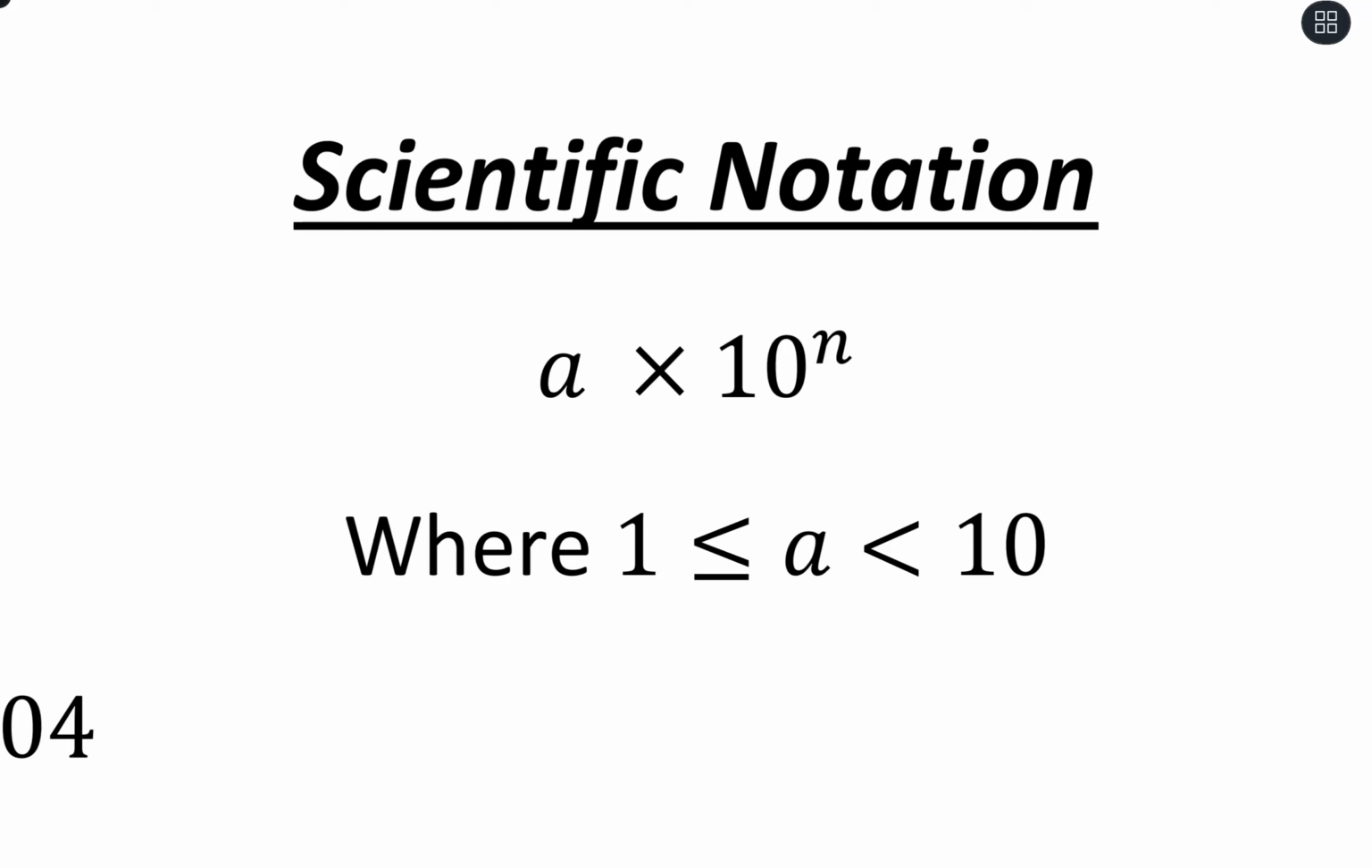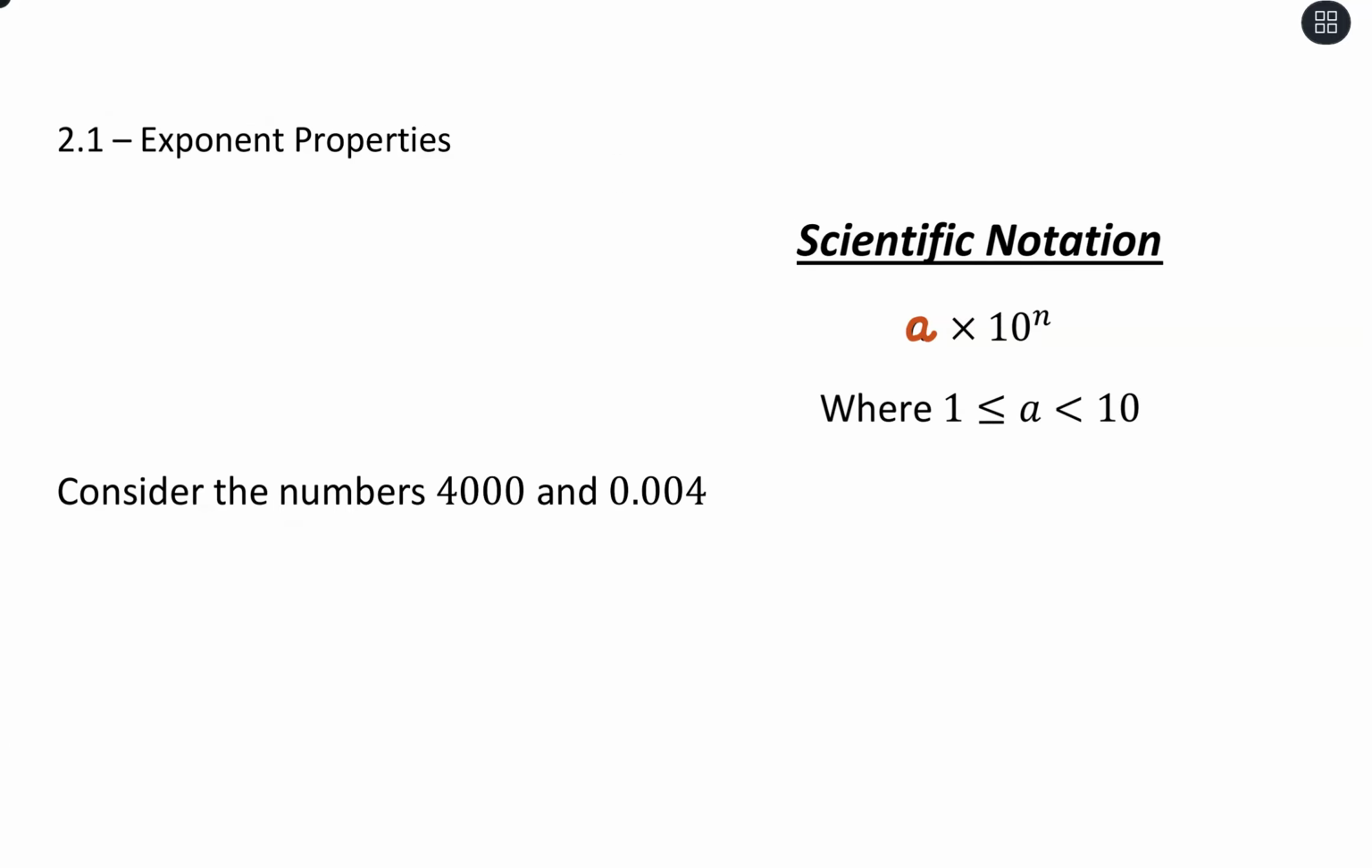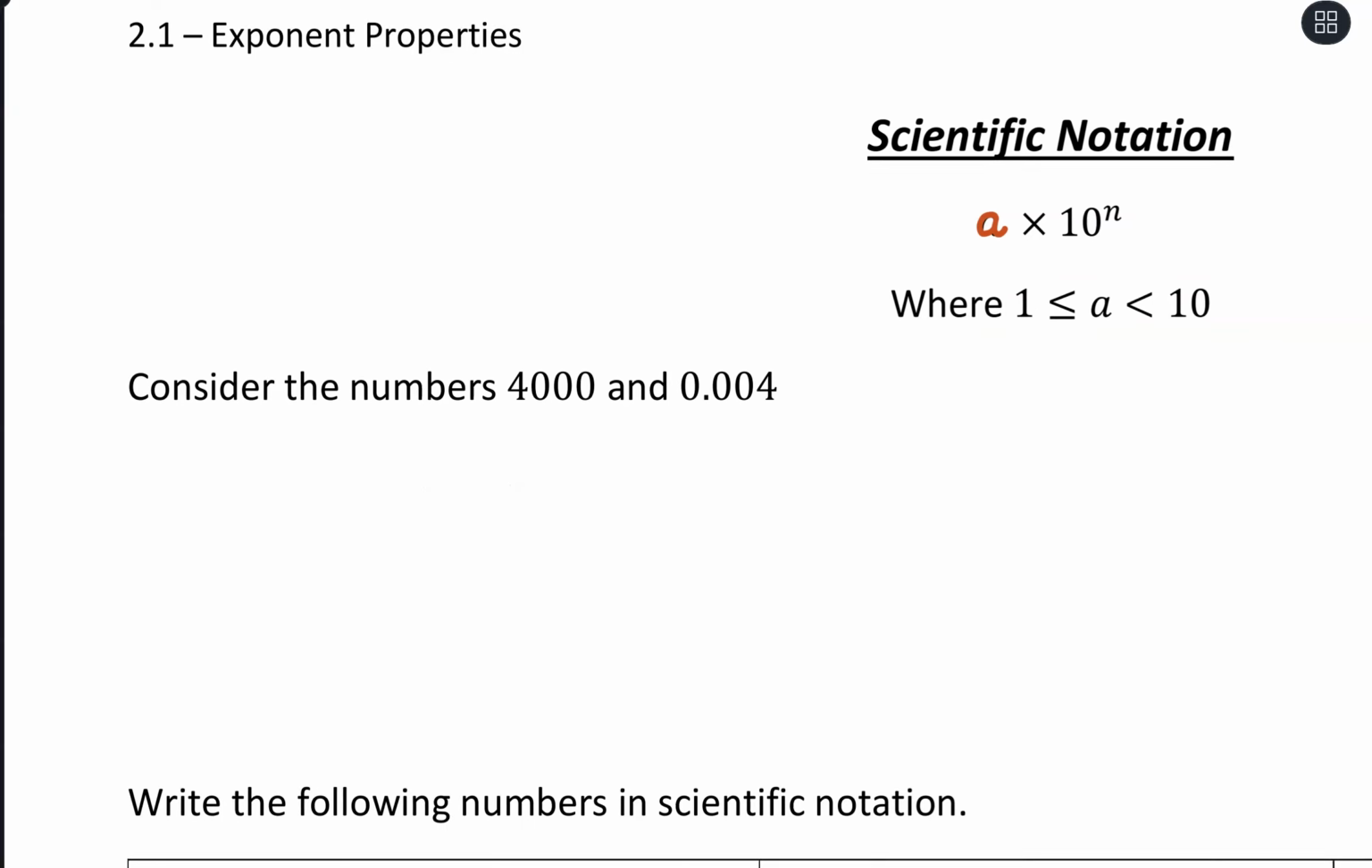Now, this value of a, this number that we have here, has to be between 1 and 10. So we want to be very careful about what value we're seeing there for a, and making sure that it can equal 1. That's completely fine. It should not equal 10. And that can be any value in between there. So let's try this out and write scientific notation.